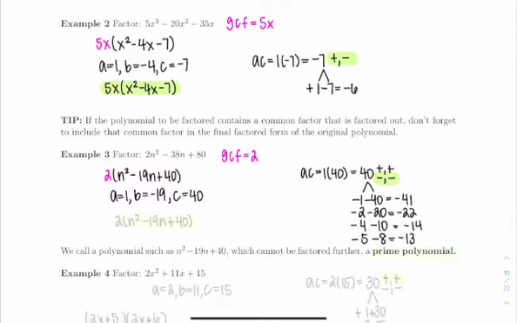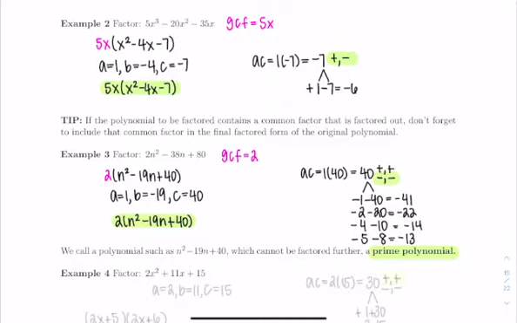So because none of these got me to -19, that means that the final factor version is 2 times n squared minus 19n plus 40. We call n squared minus 19n plus 40 a prime polynomial, which just means that it can't be factored any further.